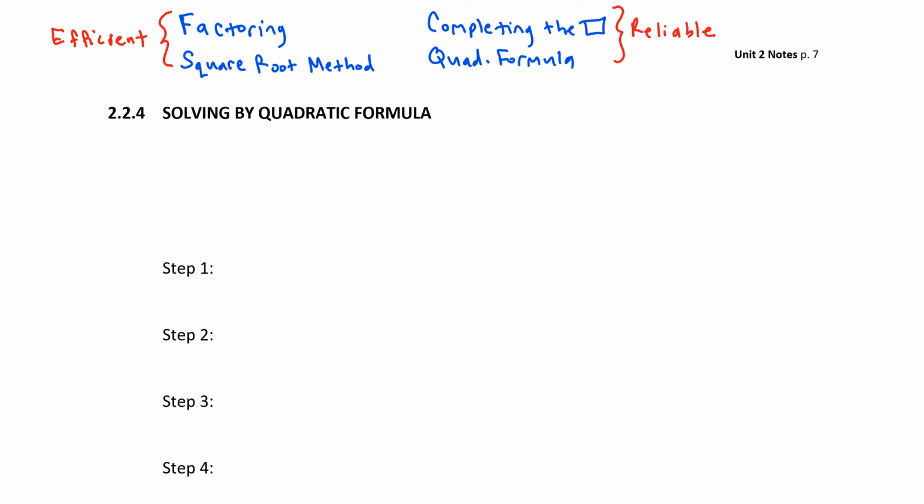So to solve using the quadratic formula, we're going to make sure that our equation is in standard form. That is, all of our terms have to be collected on one side equal to zero. Then we're going to solve this directly for x by applying this formula. The quadratic formula is x equals negative b plus or minus the square root of b squared minus 4ac, all divided by 2a.